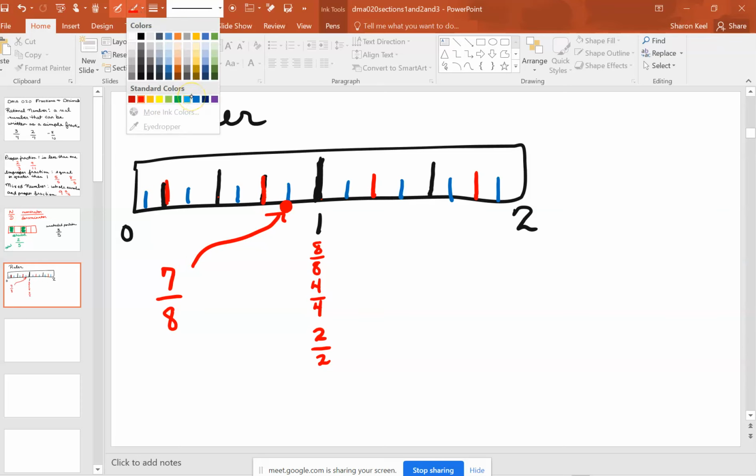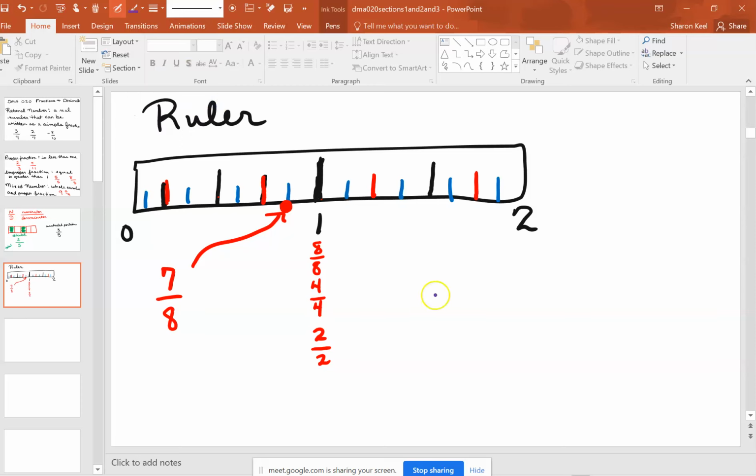If I wanted to graph, let's say, a mixed number, let's say I wanted to graph the number 1 and 3/4. I would go over one whole, and then I would need to look at the tick marks for the fourth. That would be 1, 2, 3, 4. So these 1, 2, 3, 4, I would go 1, 2, 3. So right there would be represented by the 1 3/4.